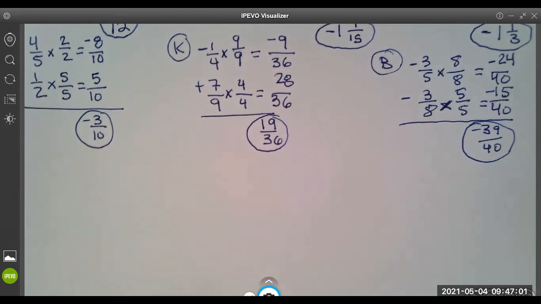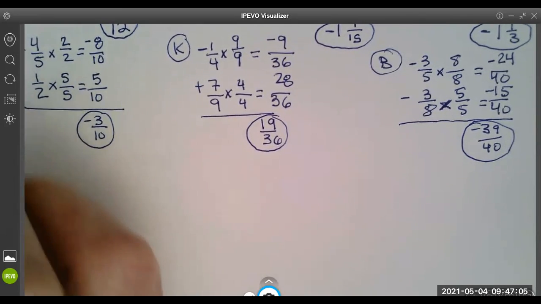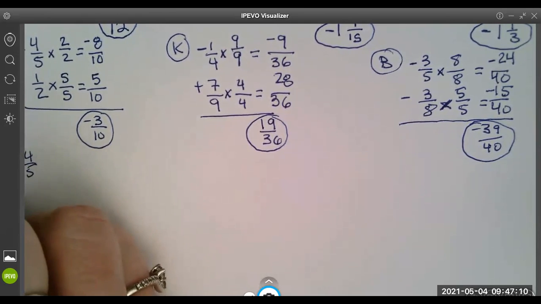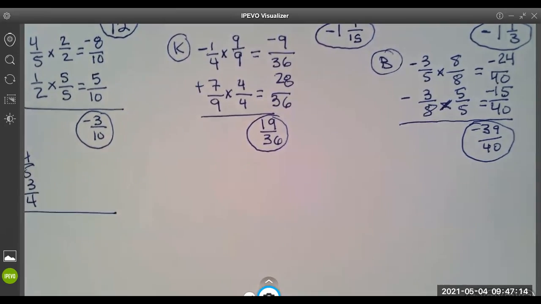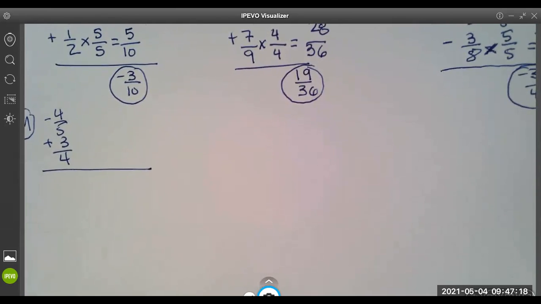My next one says M. I'll fix it in a second. Let me get it written down. Negative 4/5, positive 3/4. Right? What's our target? Can 4 become 5?